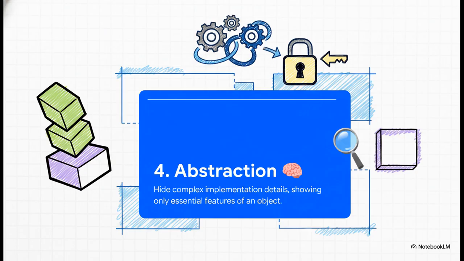And our final pillar is abstraction. This one is all about hiding all the messy, complex details on the inside and only showing the simple, essential features on the outside. It's like creating a contract that other classes have to follow.